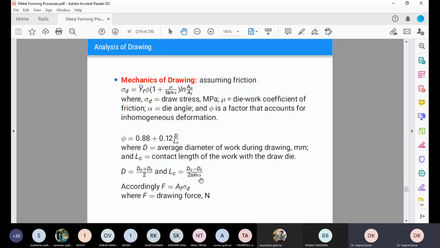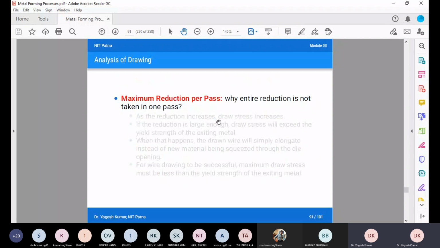Accordingly we can calculate the force. We have the value of sigma d from this equation, and AF we already know. So the forming force or the drawing force may be calculated as F equal to AF into sigma d. These were a few numerical formulas which are important when we consider the drawing processes. Now we will move further.